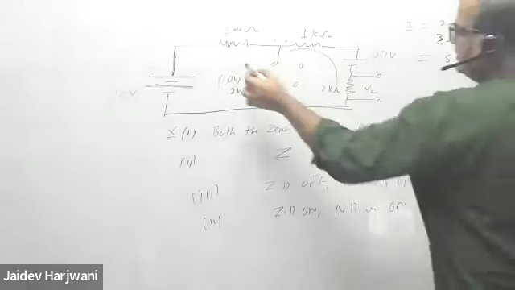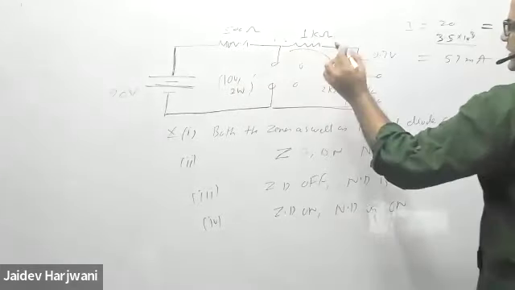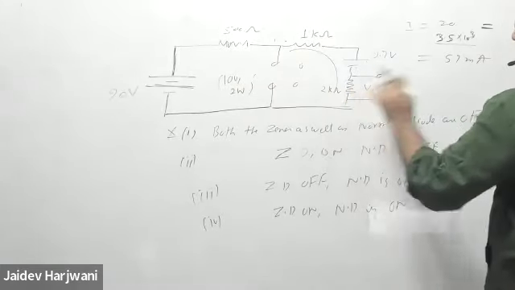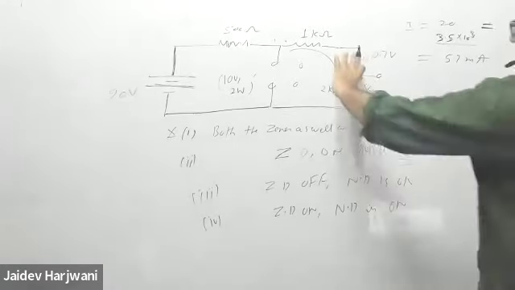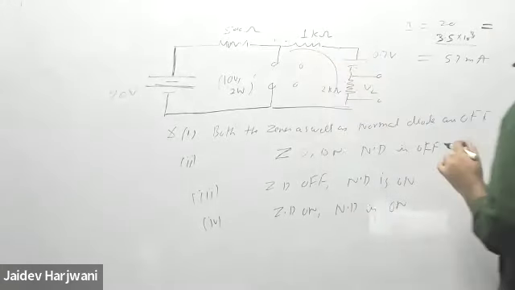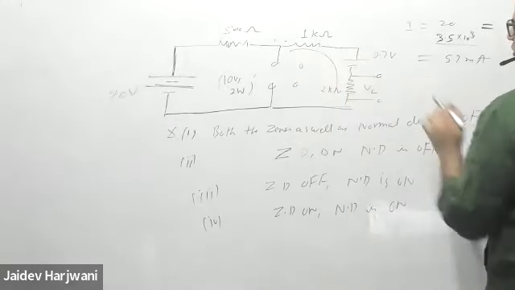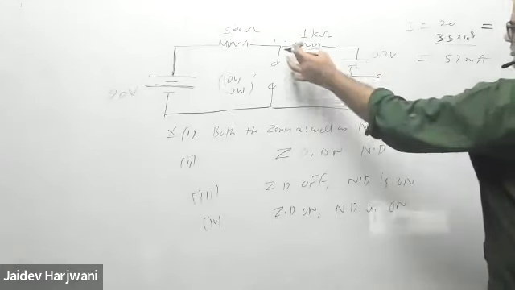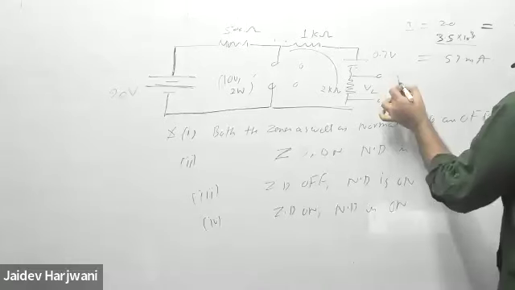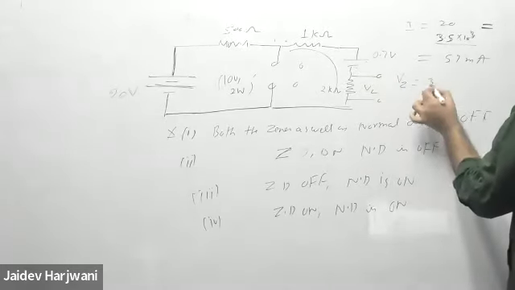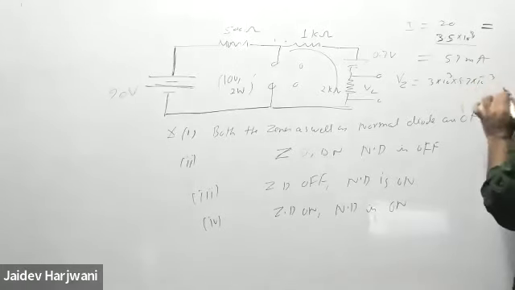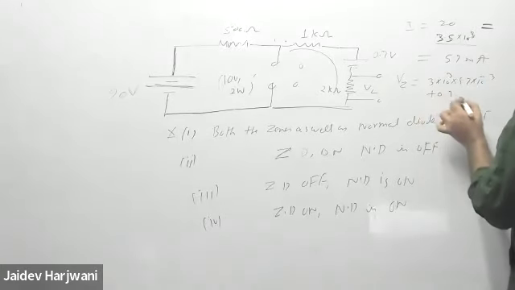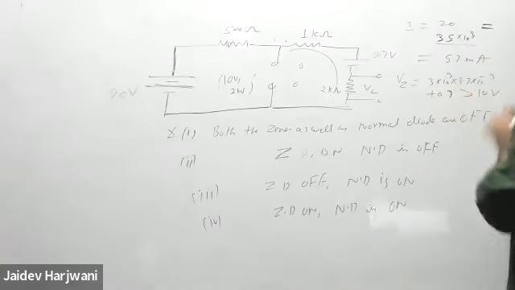That means now what will happen? This current will flow here. Now what is VL? Tell me what will be VL. What is the voltage drop across this whole branch? This is a 1 kilo ohm and this 3 kilo ohm. So the voltage across the Zener diode, VZ, is equal to (3 kilo ohm plus 5) into 5.7 milliamp, plus 0.7 volt, and this is greater than 10 volt.